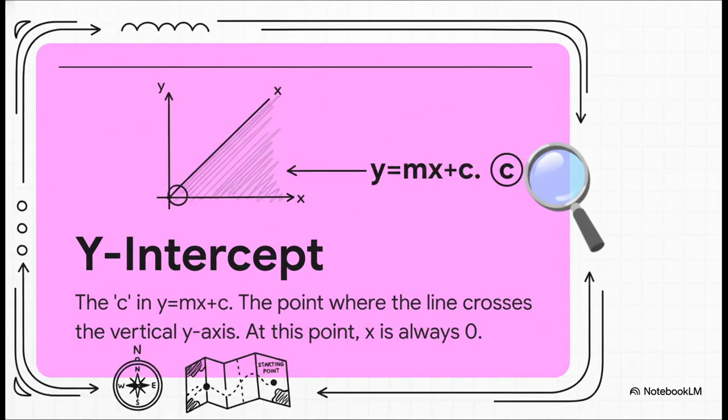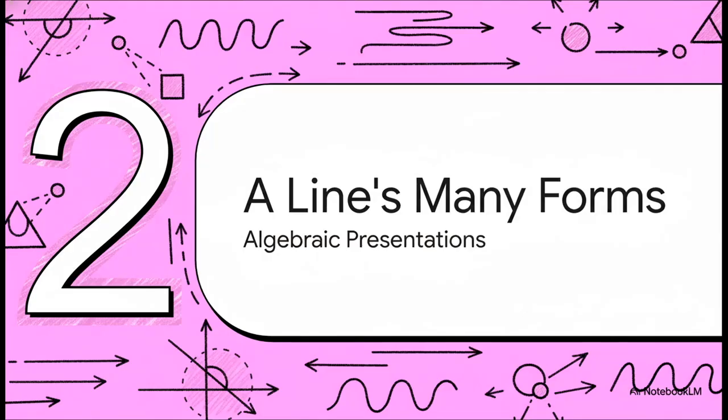And the other piece of the puzzle is the y-intercept. That's our c. So if the gradient tells you the direction the line is going, the y-intercept tells you its starting point on the map. It's that one specific point where the line cuts across the vertical y-axis. And the key thing to remember here is, at that exact point, the x value is always 0. Okay, so we've got the basic blueprint.